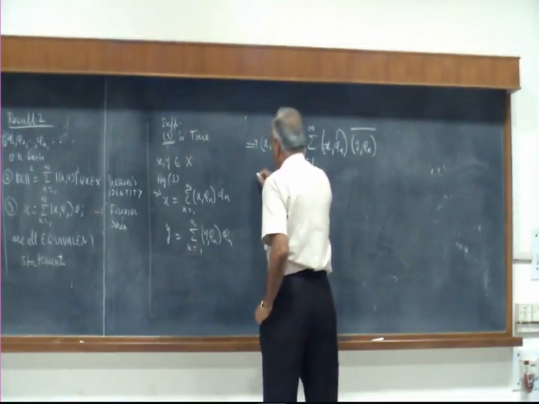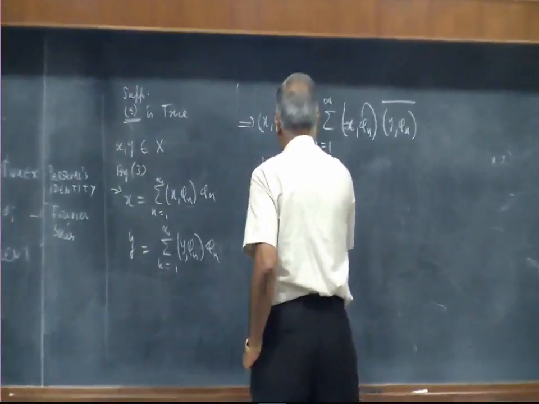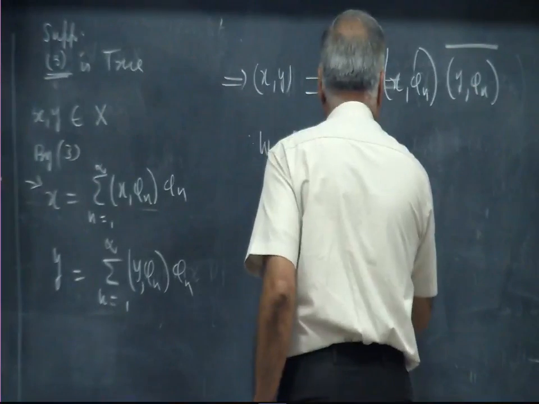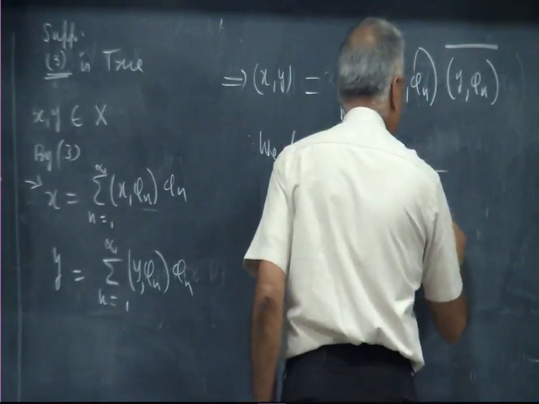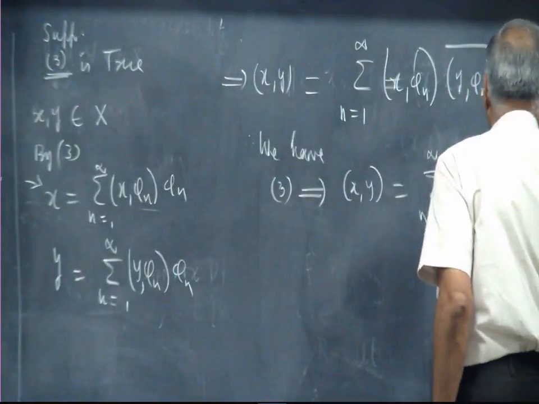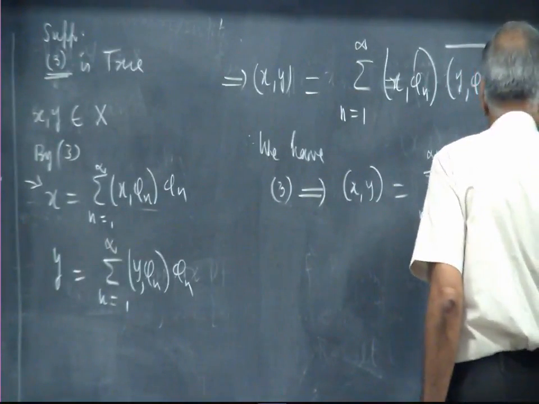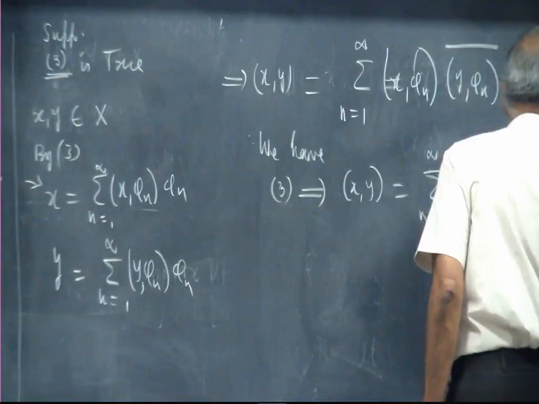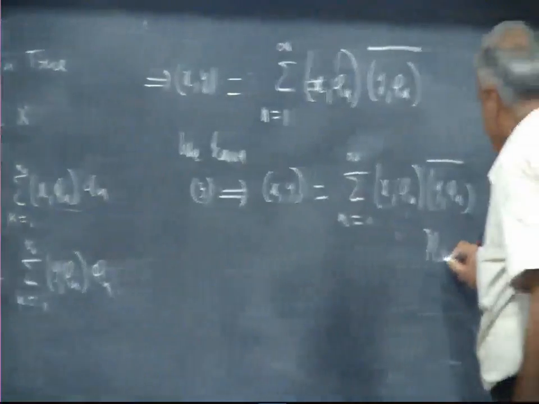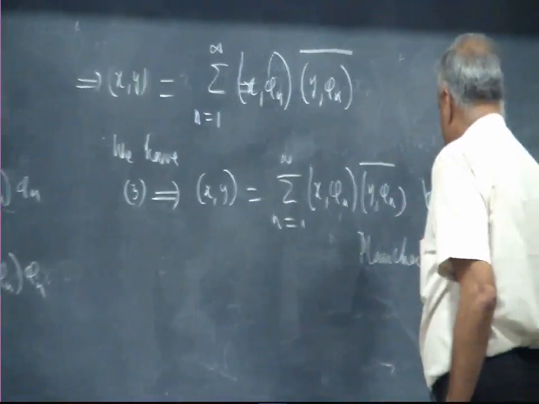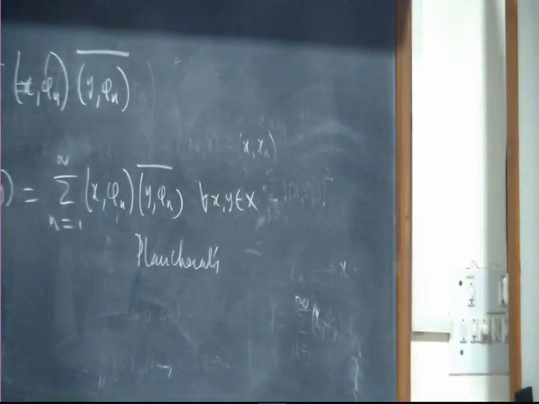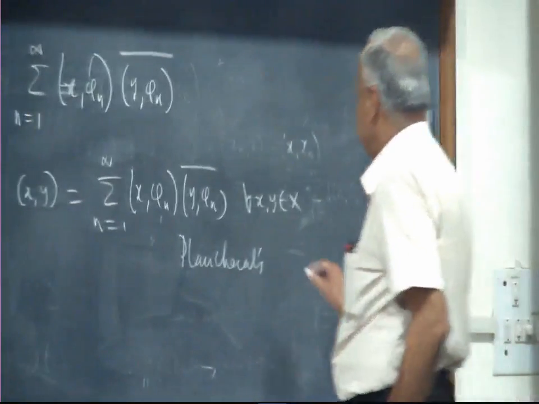Therefore, we have 3 implies <x, y> is equal to summation n equal to 1 to infinity <x, phi n> times the conjugate of <y, phi n>, for every x, y in X. This is called Plancherel's theorem. I do not know why one is called a theorem and the other called an identity. This should also have been called Plancherel's identity, but it is called Plancherel's theorem.